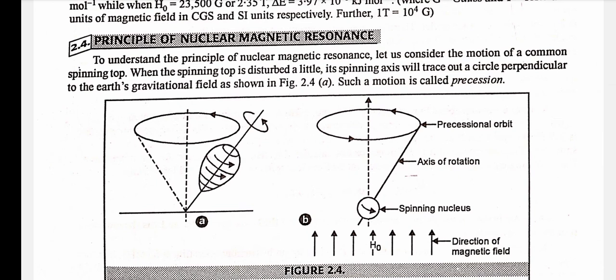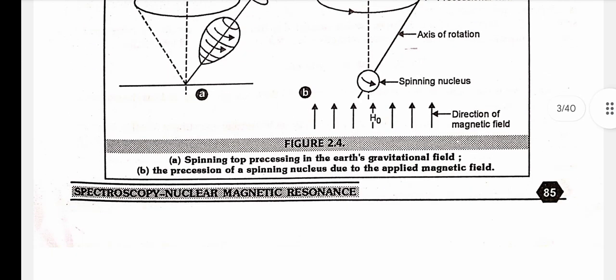To understand the principle of nuclear magnetic resonance, let us consider the motion of a common spinning top. When the spinning top is disturbed a little, its spinning axis will trace out a circle perpendicular to the Earth's gravitational field, as shown in figure 2.4. Such a motion is called precession.